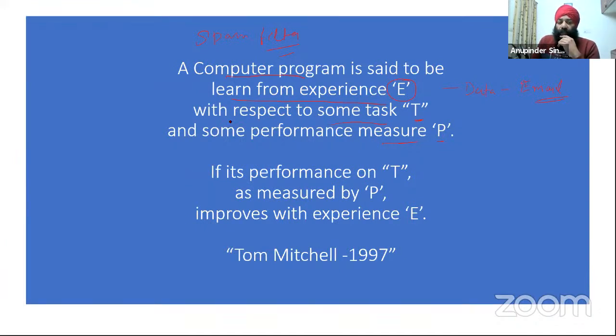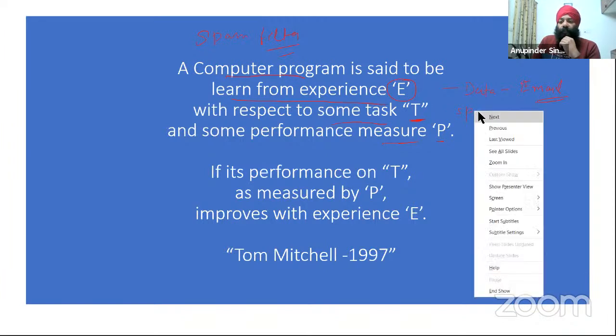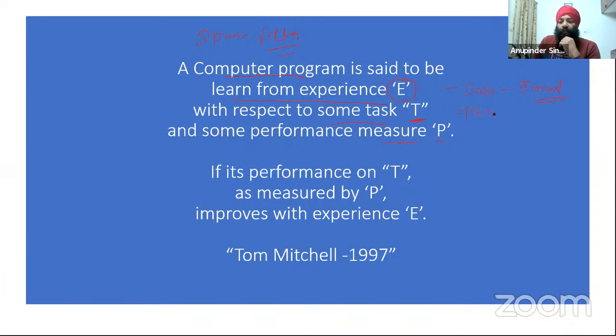So with respect to some task, what is the task? The task here is basically that the email will either be spam or it will be a normal, or ham, email, right? Anything which is suspicious will be spam, otherwise it will be normal, or can also be called ham. And then there are the performance measures.